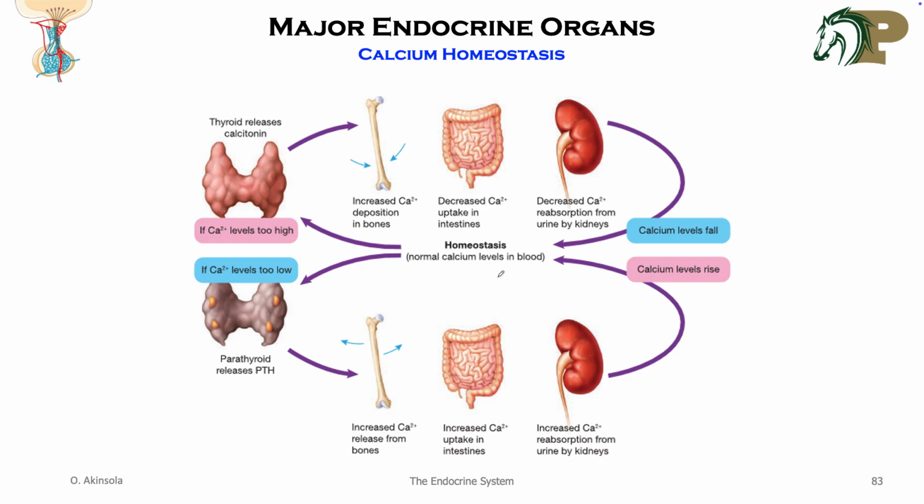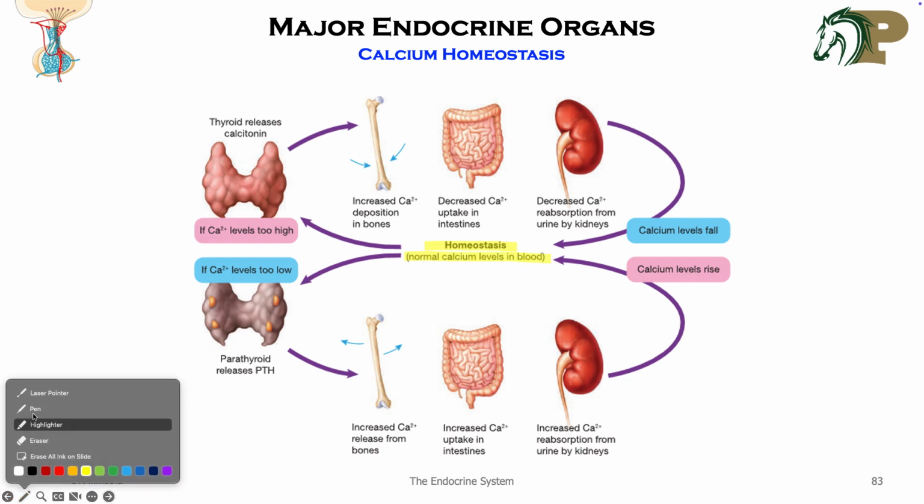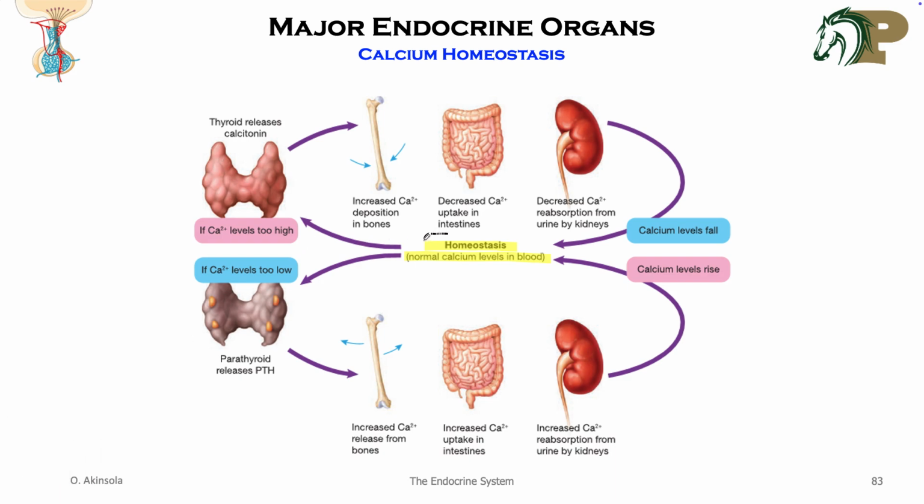So if you look here, we're going to see a diagram like this when we talk about blood sugar regulation. But essentially what this is depicting here is homeostasis. This is normal calcium levels in the blood. This is what we want to maintain in the blood. This is homeostasis, or physiological balance.